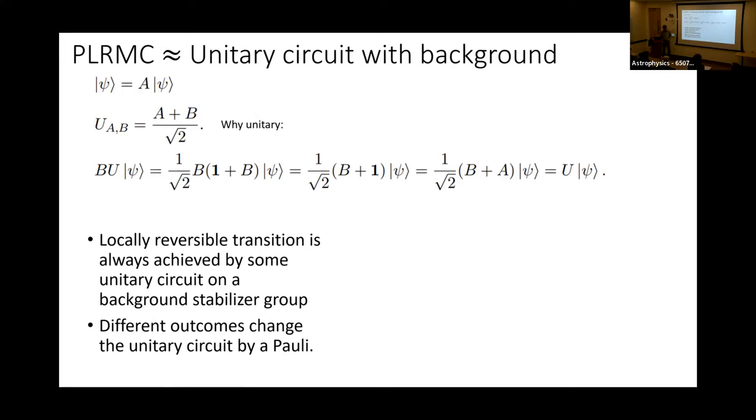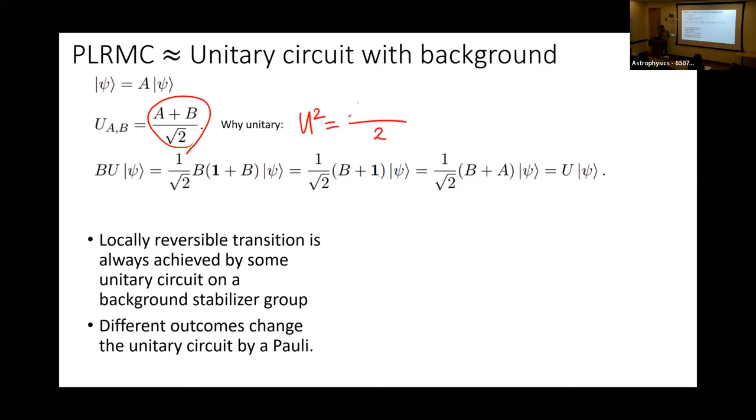Suppose A and B are observables, not many-body, just a two-qubit system, a one-qubit system. Then I cook up an operator that looks like this. A and B are observables, and the operators are both Hermitian. So U is Hermitian. Now, if I just square it, what do I get?